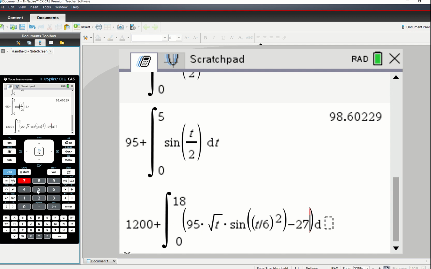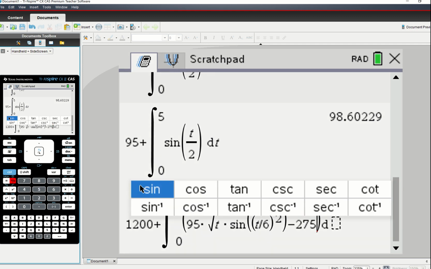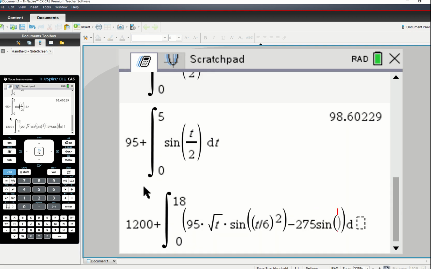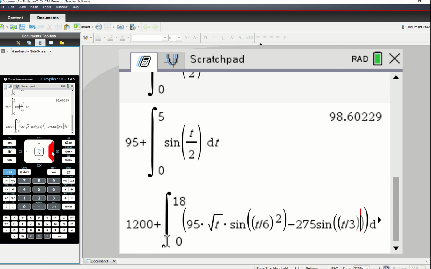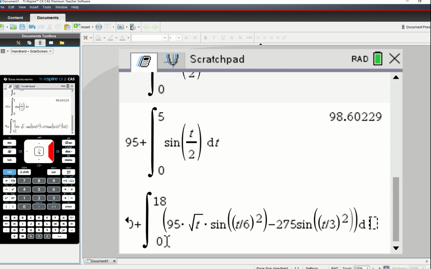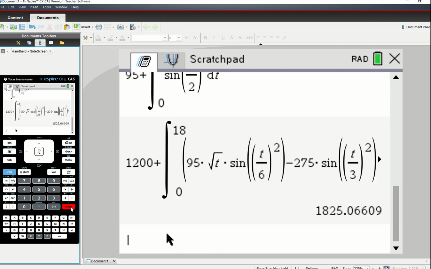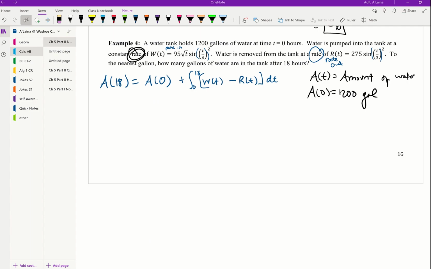So 275 sine, you could put a times there, but you don't have to with a constant multiplier, of t over 3 quantity squared. Notice the argument squared, and I put in another set of parentheses here. And then my differential is dt. And I get 1,825.066.